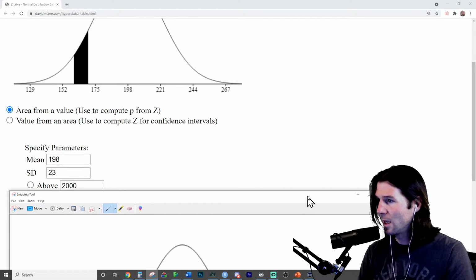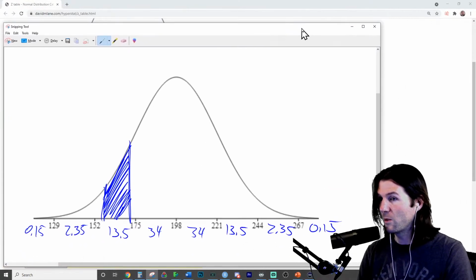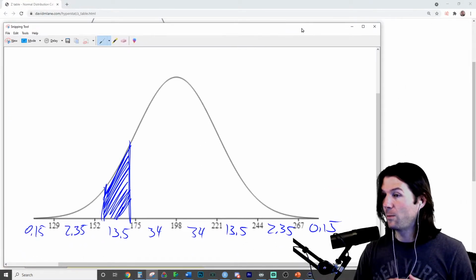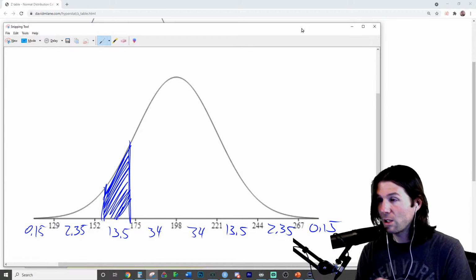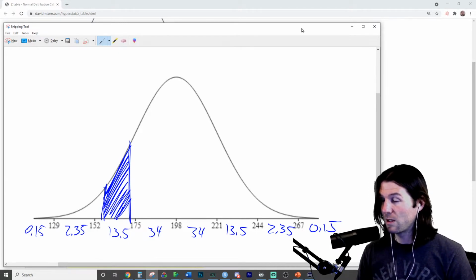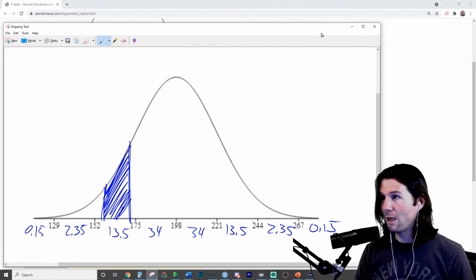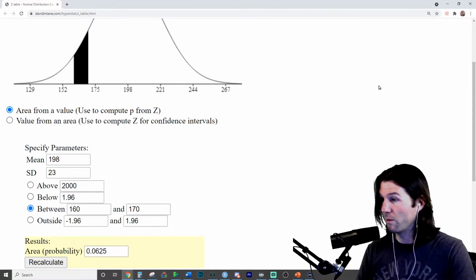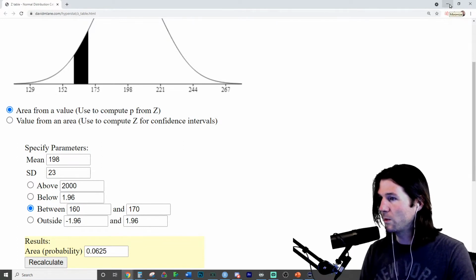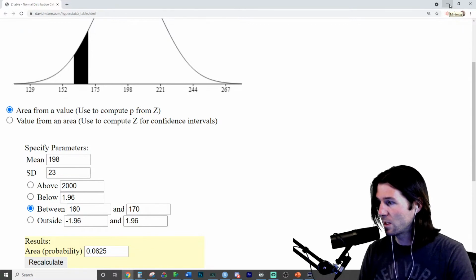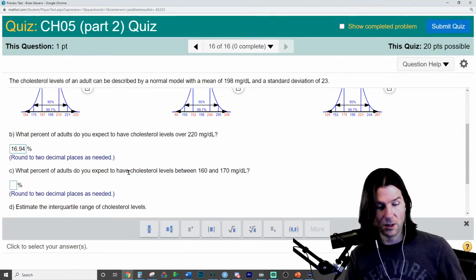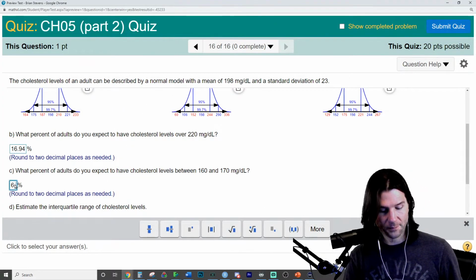Does that make sense, Layla? How to do these problems and really understand them is not just to type everything into the applet, but to draw it out yourself. If you have a scratch sheet of paper, try drawing it out, try shading the area and say, okay, this is what I should see. That's showing me the area between 160 and 170, and this area represents 6.25% of people. So we would expect 6.25% of people to have cholesterol levels between 160 and 170. So the answer here is 6.25.